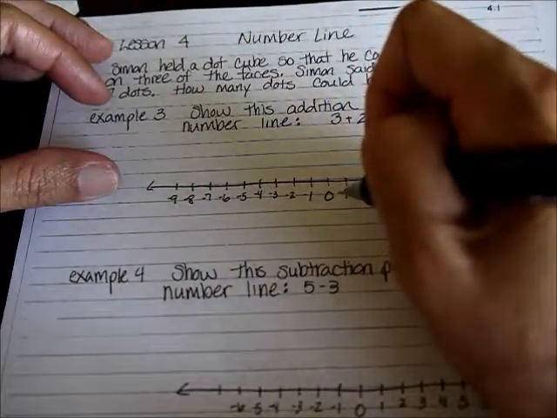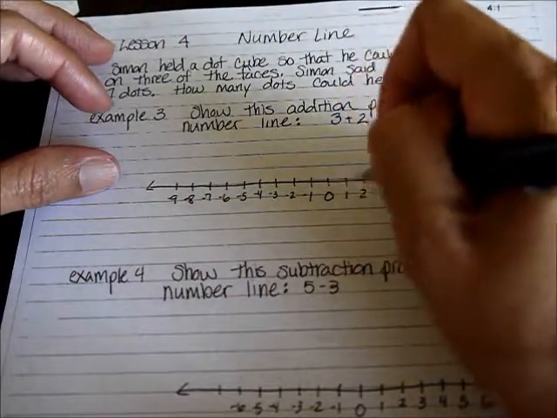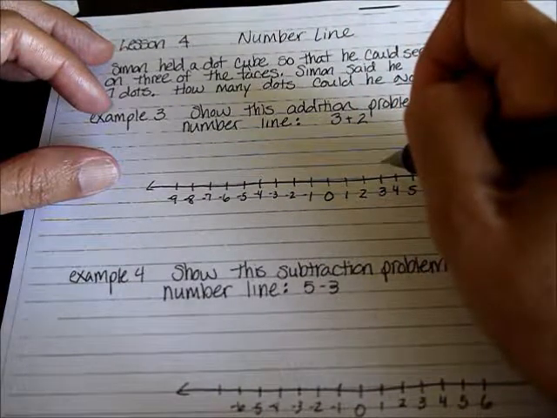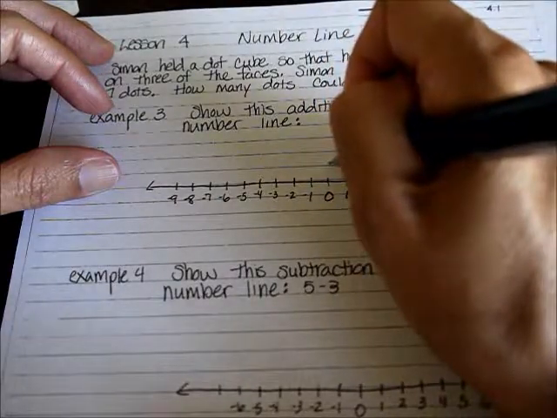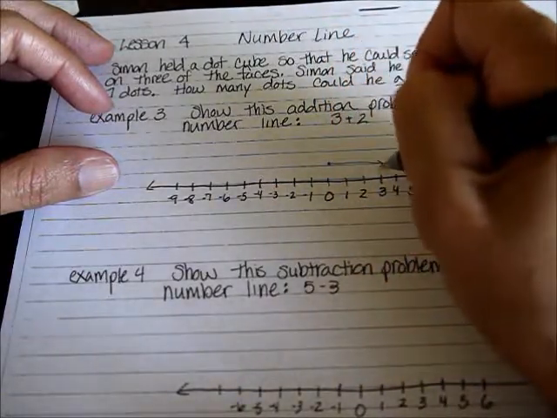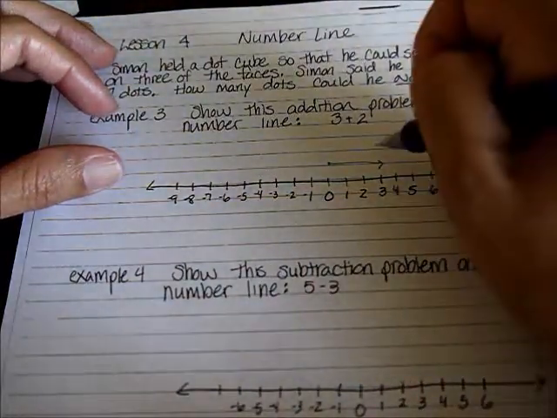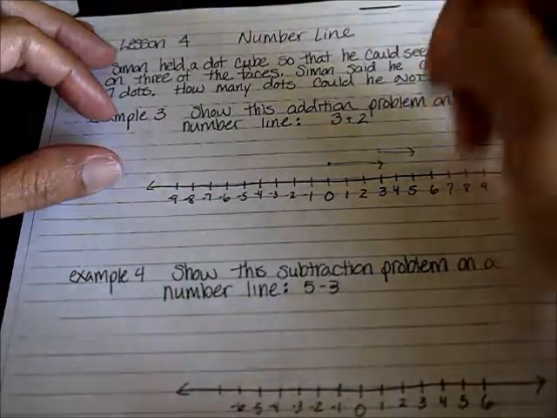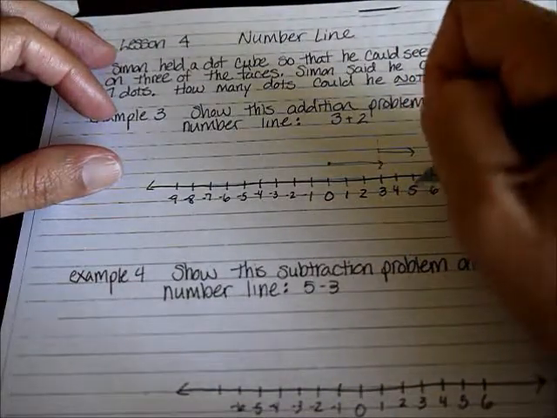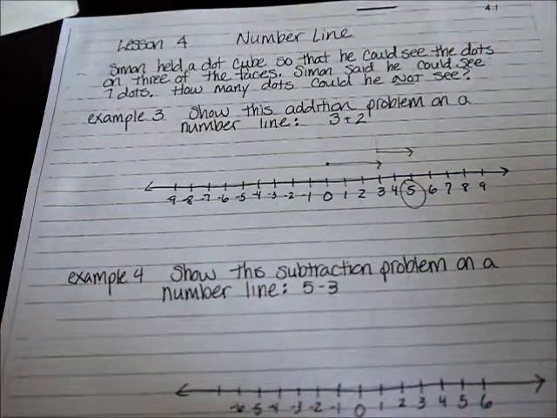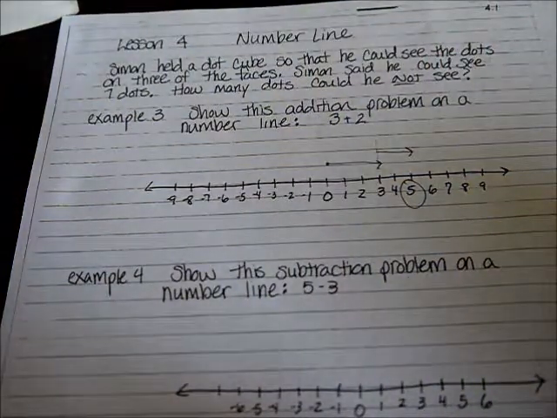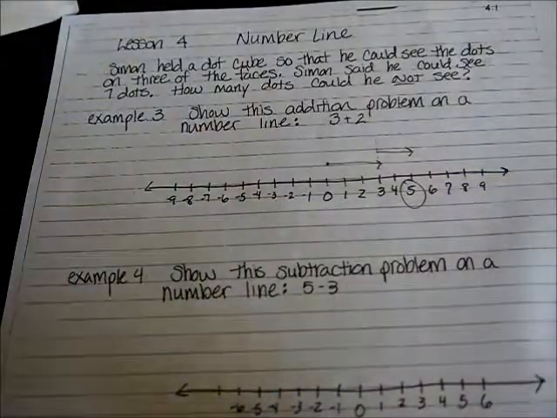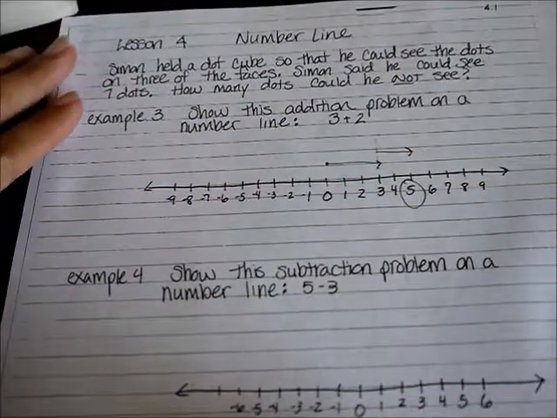So if we're going to add 3 plus 2, we're going to start at 0 and go up to 3. Okay, and then if we're going to add 2, we're going to add 2 more, and we end at 5. That's how we show this. Later on, I'm not going to ever ask you to try and do this again. I just want you to know why adding works this way on a number line.